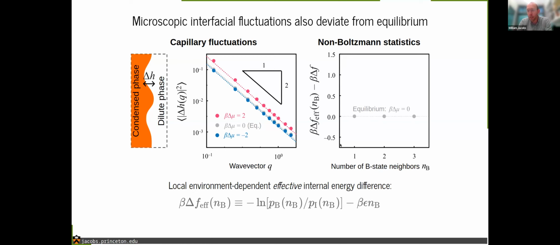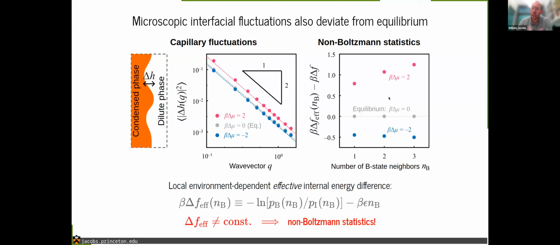Right, so if you take the Boltzmann relationship and invert it, you can define an effective internal energy difference between the B and I states. Right, so this is dependent on the number of B state molecules around them because that affects their potential energy. And at equilibrium, this is just equal to this delta F that is an input to the simulation. So this has to be the case according to the Boltzmann distribution.